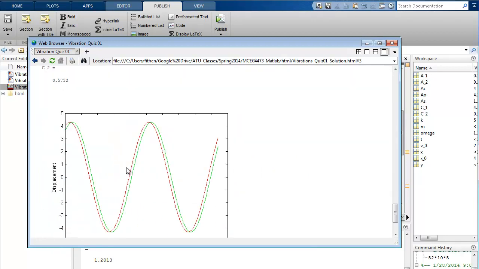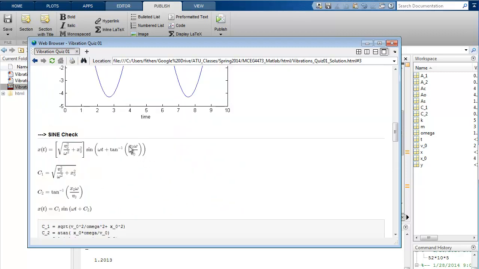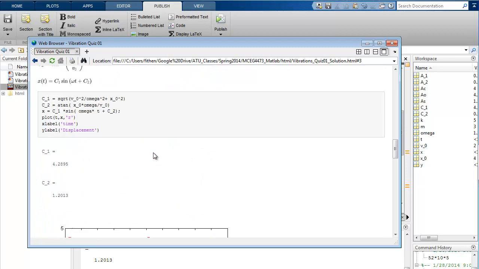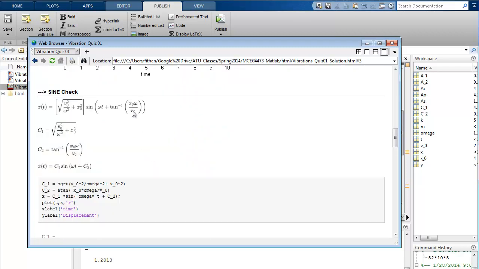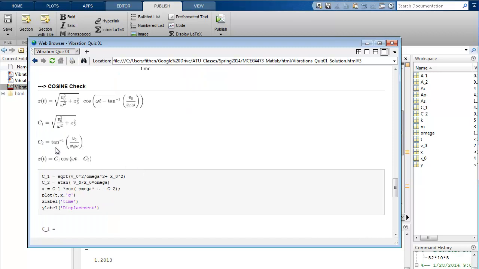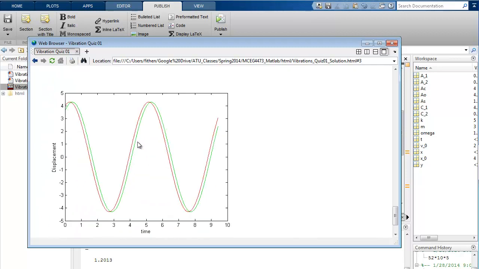So now we go into the cosine check. Now we have the same C1, but we have a C2, which is flipping this over. Okay, what I mean by that is tangent of x naught omega over v versus tangent of v naught over x omega. Look at that again. You flip the inverse of this, and then there's supposed to be a minus sign right here. So we go about calculating this, and then we take the tangent in here. We put the C2 in here with a minus sign, and lo and behold, we don't get the same plot.